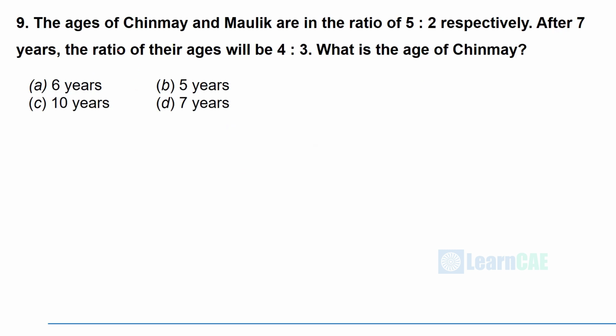Next question. The ages of Chinmay and Maulik are in the ratio 5:2 respectively. After 7 years, the ratio of their ages will be 4:3. What is the age of Chinmay? Let the present age of Chinmay be 5x and the present age of Maulik be 2x. After 7 years, the ratio of the ages will be 4:3. It means after adding 7, (5x plus 7) divided by (2x plus 7) is equal to 4:3.